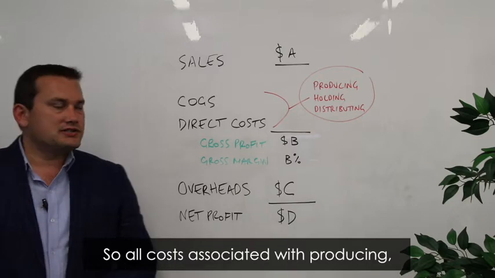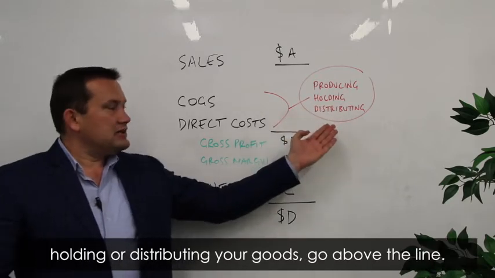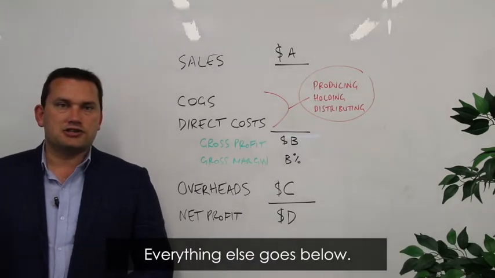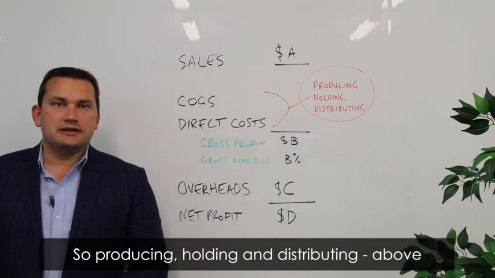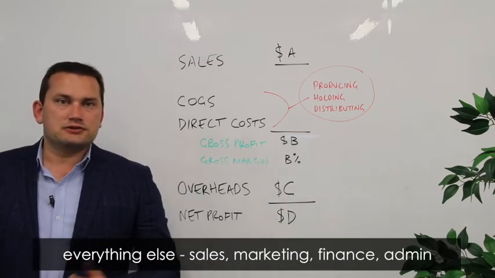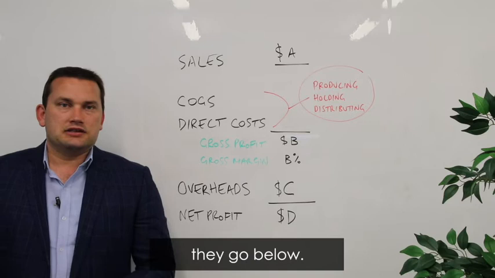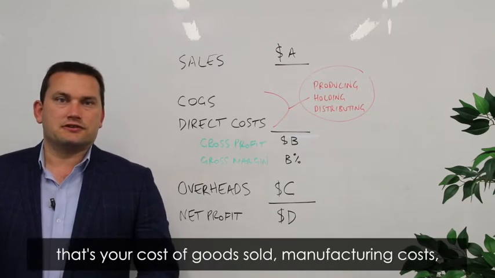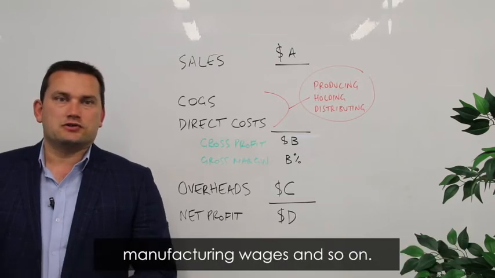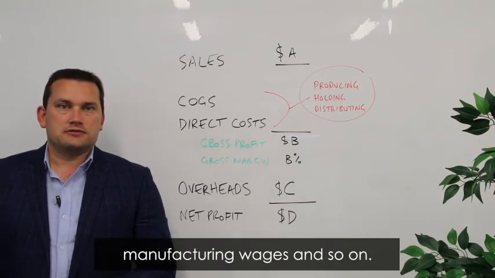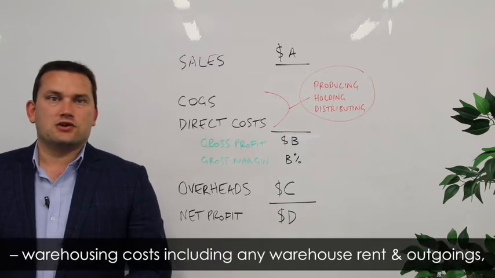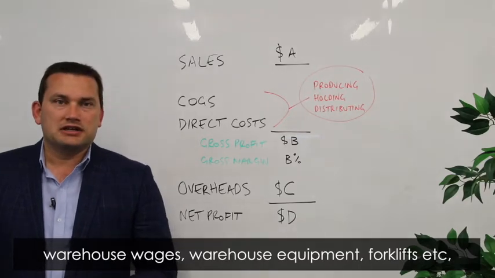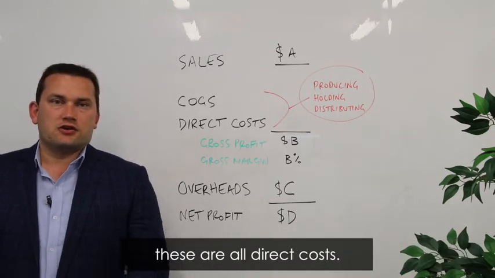So all costs associated with producing, holding or distributing your goods go above the line. Everything else goes below. So producing, holding and distributing above, everything else, so sales, marketing, finance, admin, they go below. So production cost, that's your raw materials, your cost of goods sold, manufacturing costs, manufacturing wages and so on. And then all your holding costs, so warehousing costs, including any warehouse rent and outgoings, warehouse wages, warehouse equipment, forklifts, etc. These are all direct costs.